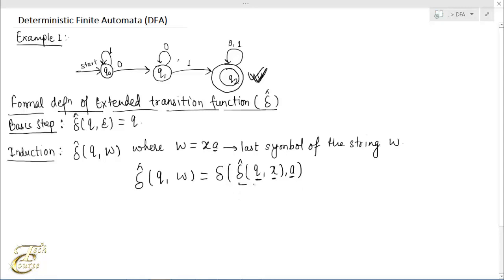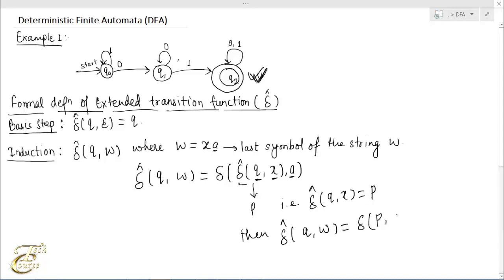Let us suppose the machine reaches the state P after reading the string X in the state Q, that is delta cap of Q comma X equals P. Then delta cap of Q comma W equals delta of P comma A.